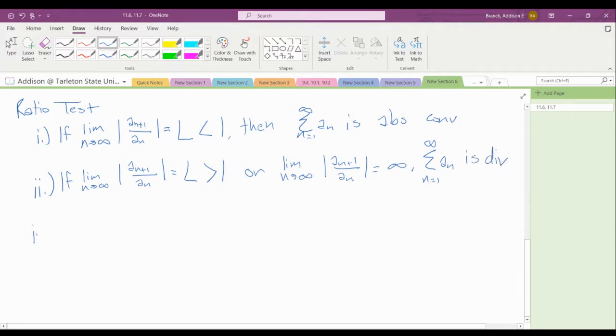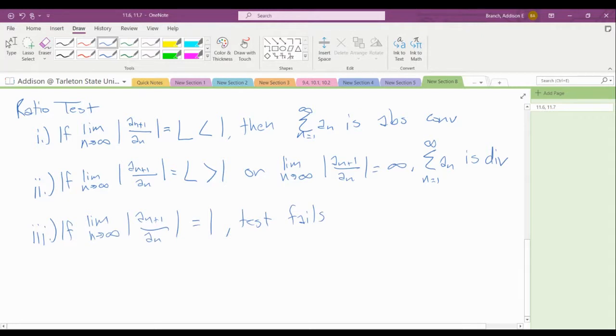And then the last piece that our ratio test tells us is if our limit as n approaches infinity of our ratio is equal to 1, the test is inconclusive, so therefore we can't do anything. Like we don't know if it's going to be convergent or divergent.